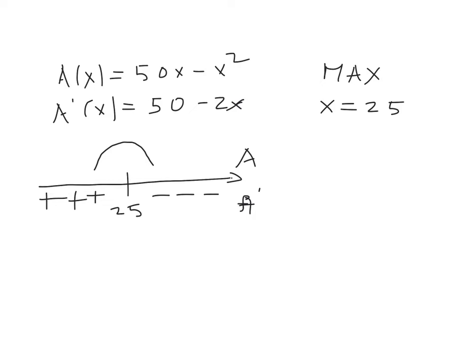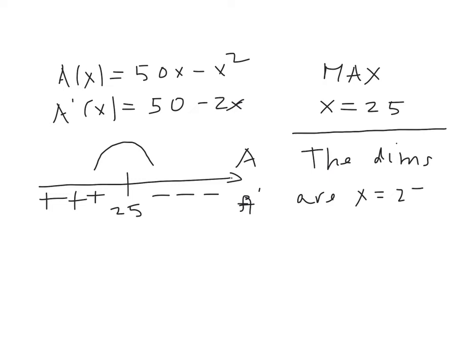And now finally we want to answer the question. The question asks for the dimensions of the rectangle that maximizes the area. And so we might want to write down something like the dimensions are x equals 25. And now we also remember that we have a value of y that we need to get. Remember, y was 50 minus x. So that means that y is 25 as well. And so this rectangle that maximizes area with a fixed perimeter is a square, which is something that we might have guessed from the outset.